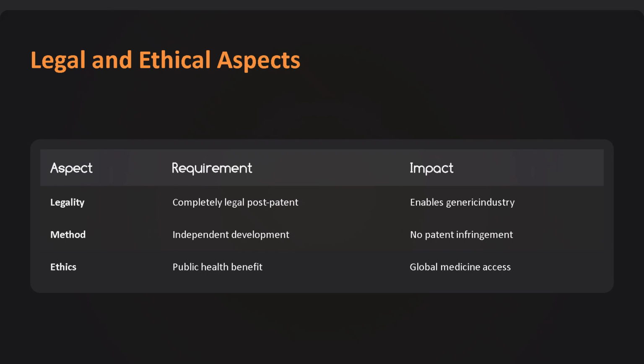Now let's address an important question. Is reverse engineering legal? Yes, it is completely legal after the patent expires. Companies must develop their own manufacturing methods without infringing patents. Ethically, reverse engineering provides a major benefit. It improves global access to medicines and supports public health. This is why the generic pharmaceutical industry exists.